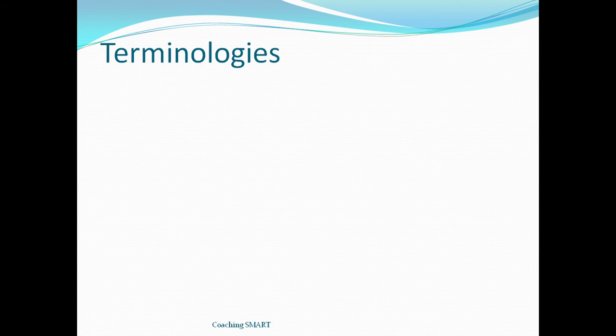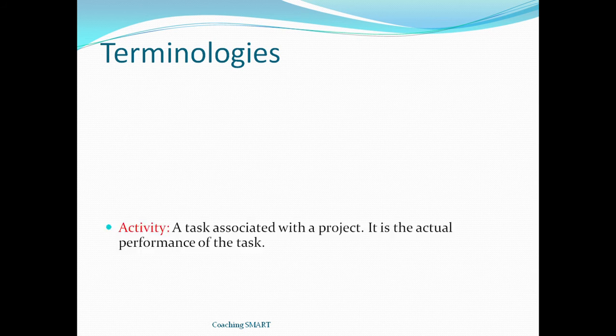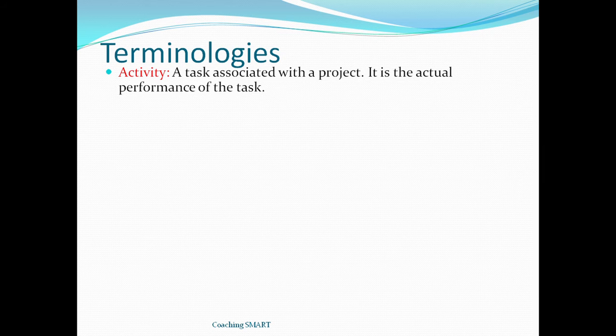Terminologies. Now, these are actually languages which are applicable in network analysis. For you to be conversant with network analysis, these are languages that you must have. Number 1, activity. A task associated with the project. It is the actual performance of the task. So when you talk about activity, it is the task which must be accomplished in a project.